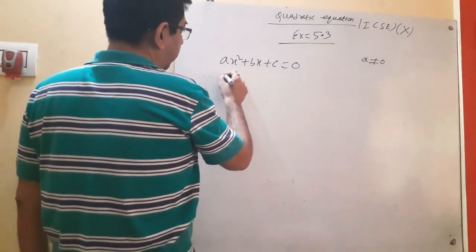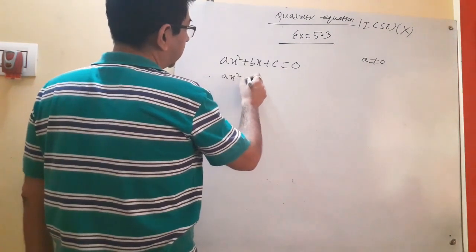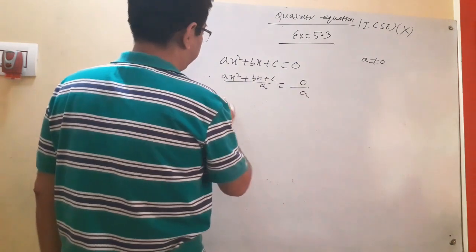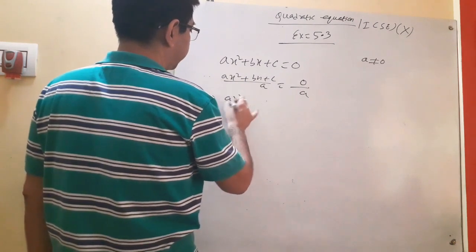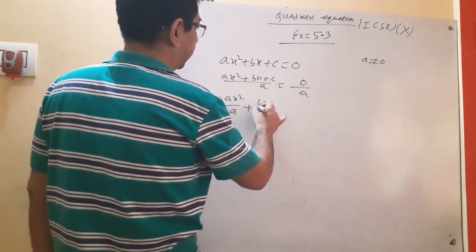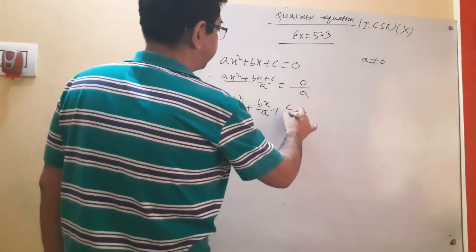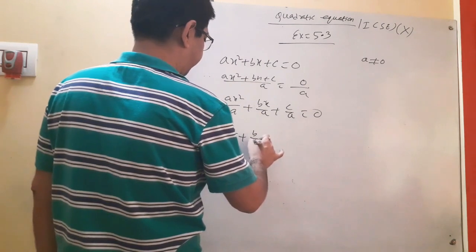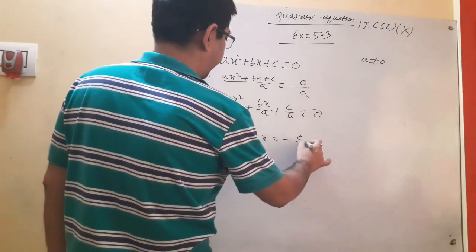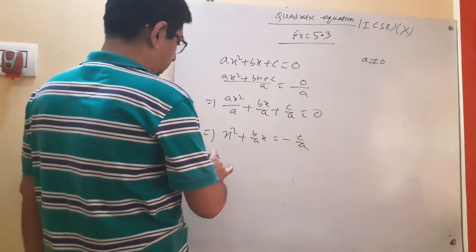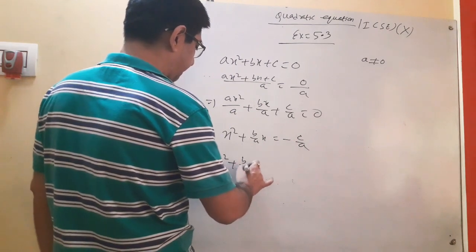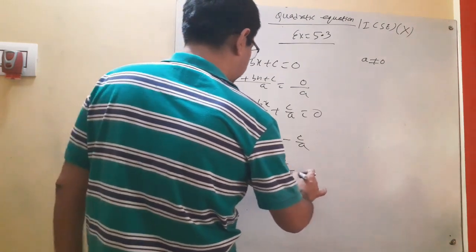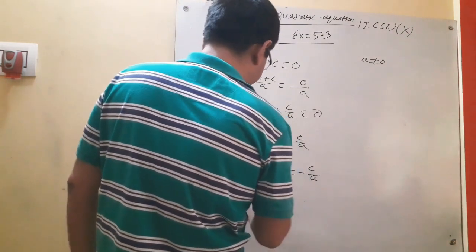Now dividing both sides by a, we get x square plus b by a x plus c by a equal to 0, so x square plus b by a x equal to minus c by a. Now adding b by 2a whole square on both sides. Why? So that we can get a perfect square here.